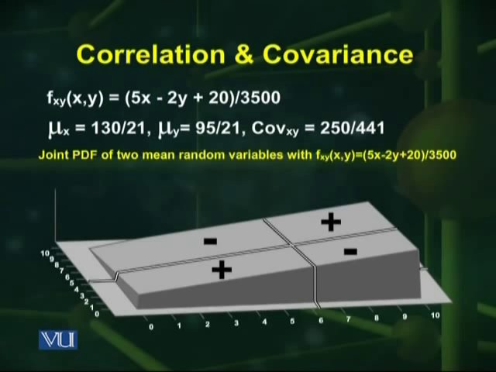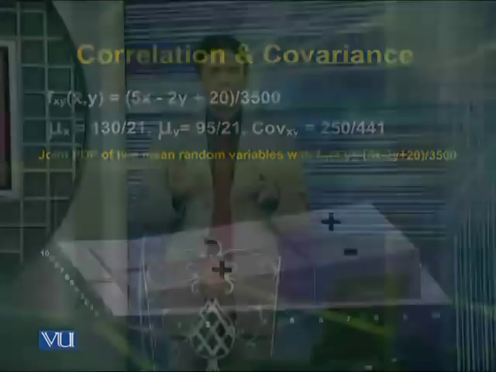So the contribution of this third quadrant is more compared to the second quadrant. But the contribution of the first quadrant is more than the contribution of the fourth quadrant, but the things are going to cancel each other and we are going to get a small value. The small value of covariance that we are going to get comes out to be 250/441. So in the previous case, the covariance was a small negative number and in this case it's a small positive number.